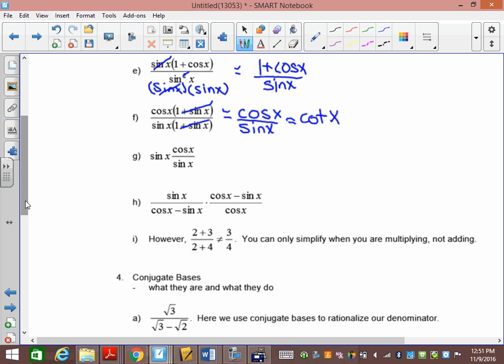So this is like saying sine x over 1 times cos x over sine x, because anything that doesn't have a denominator, the denominator is just 1. So what could I do? Cross off the sine x's and I'm left with cos x over 1, or just cos x.